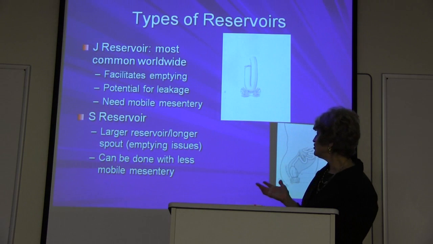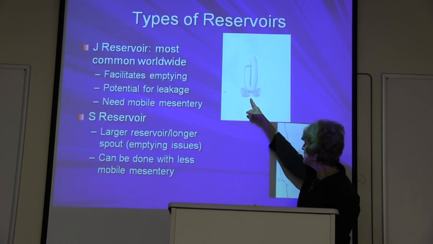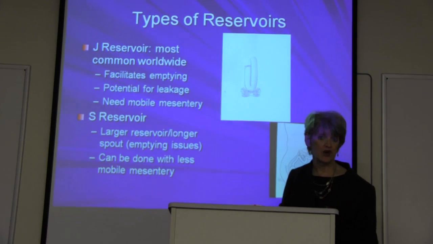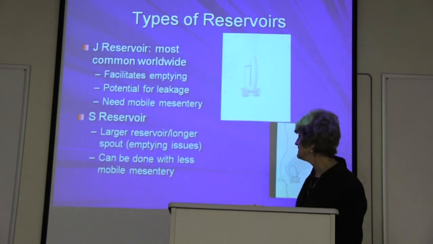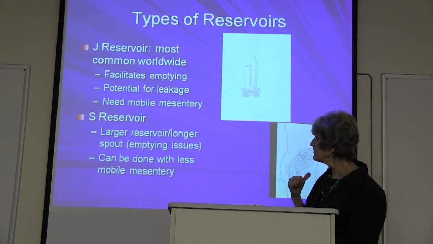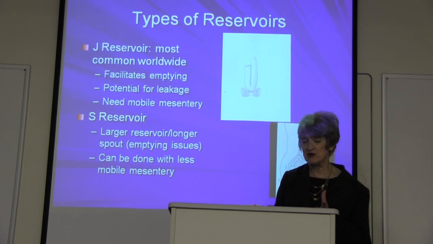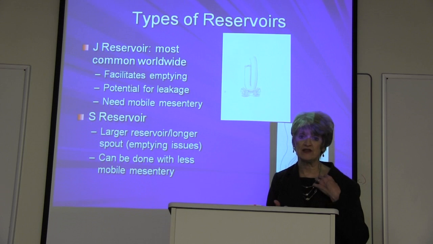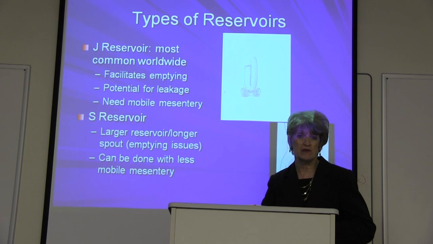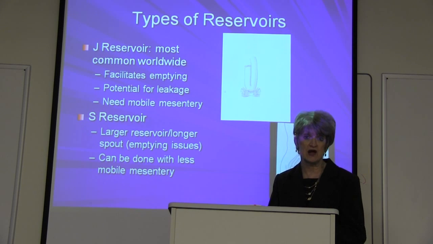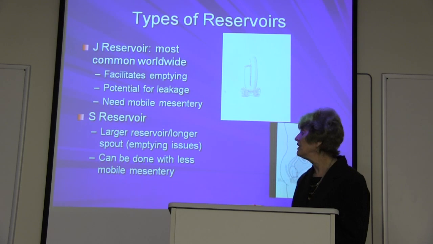The good thing about the J reservoir, it sits right above the anal canal, so you have no problems with emptying. It empties effectively. The problem is it does sit right above the anal canal, so these patients sometimes have more problems with leakage early post-op. And as we've said, you need a very mobile mesentery.